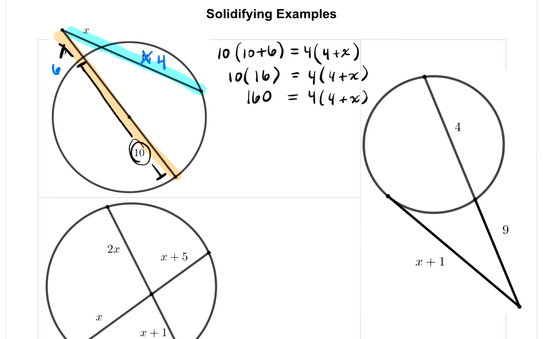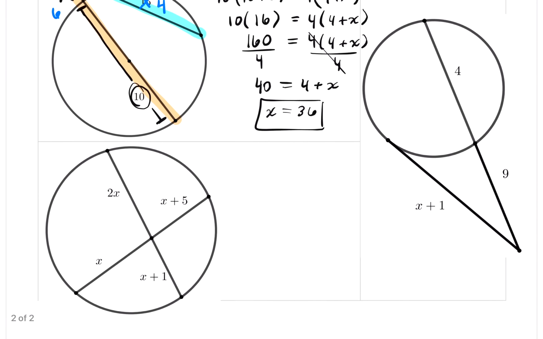Now I can divide by 4 on both sides. So if I divide both sides by 4, this 4 and this 4 will cancel, okay? And then here I'll get 40 equals 4 plus x. Subtract 4 from both sides, and then the result is x is 36, okay? So it doesn't work because the picture is not drawn to scale, right? I messed it up. You guys know me, okay?